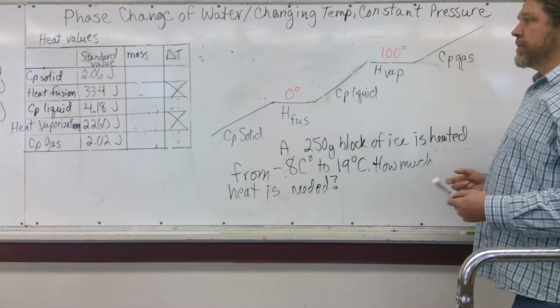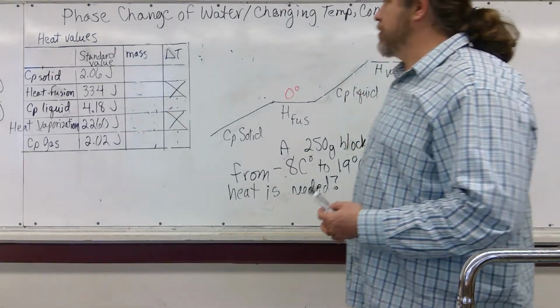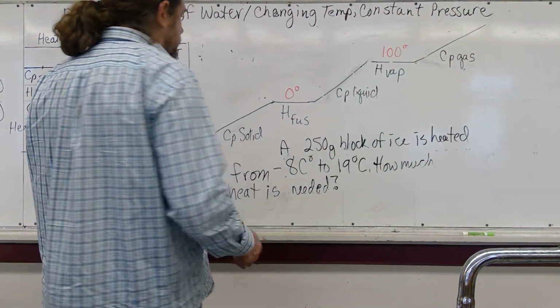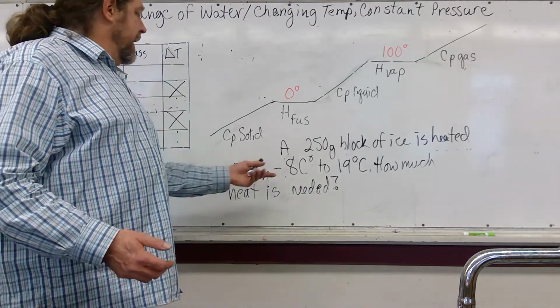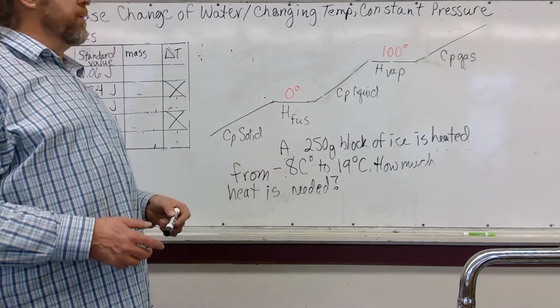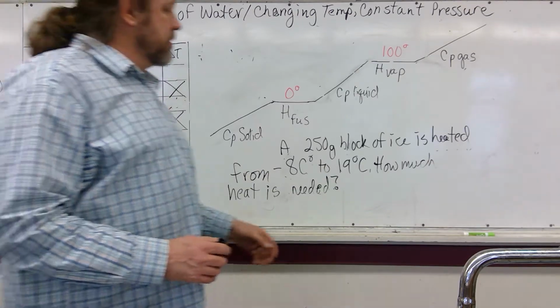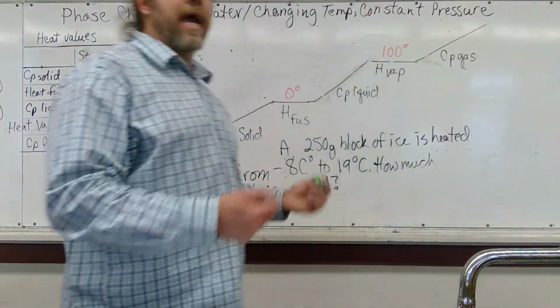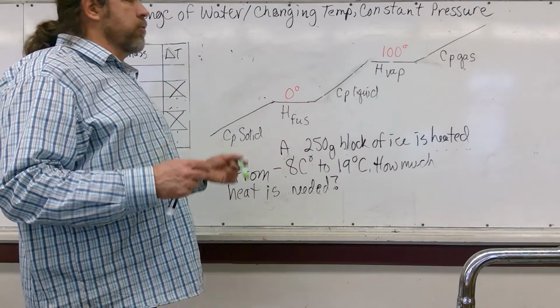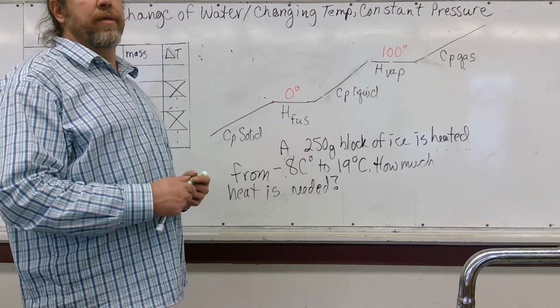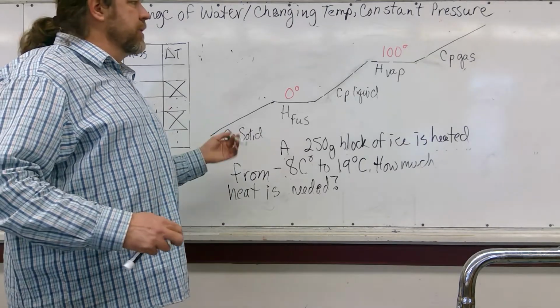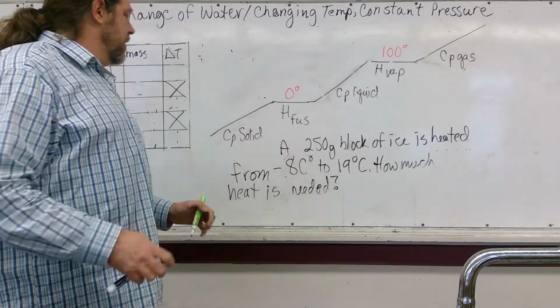So water, let's say that it starts as a solid. We have a block of ice. Let's say that we're moving from -8 degrees Celsius and we're going to warm it up to 19 degrees Celsius. How much heat energy at minimum will be required? And of course, this is assuming there's no losses, and we know in the real world that's not going to happen, but this at least sets a baseline of what's required.